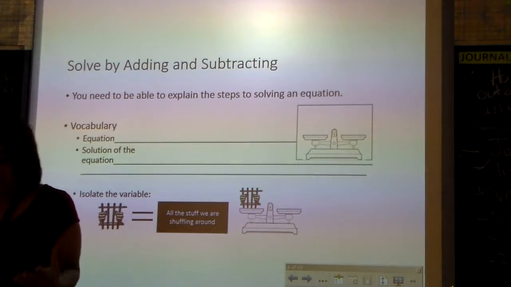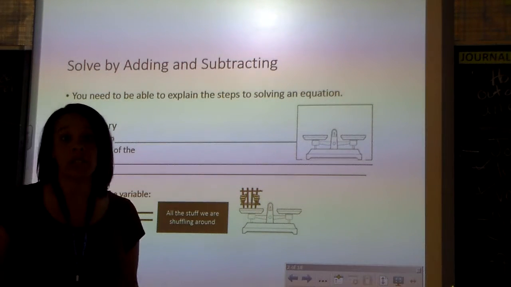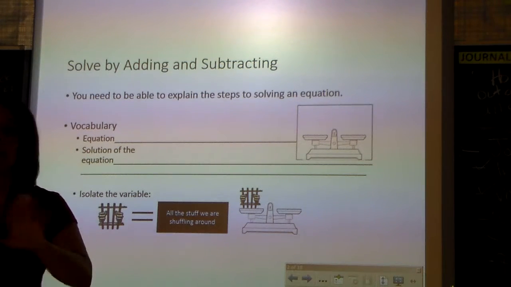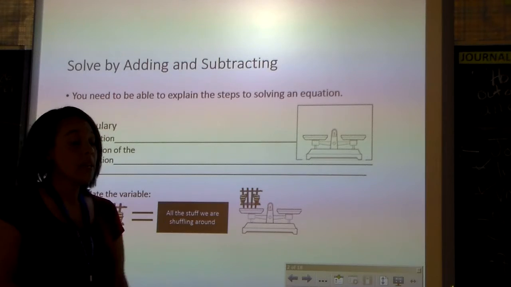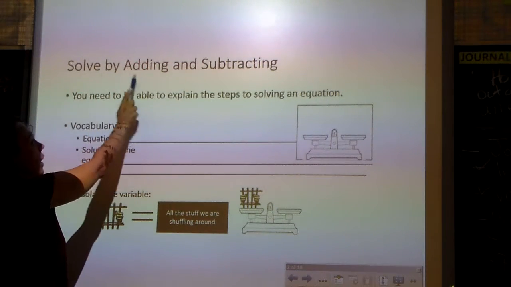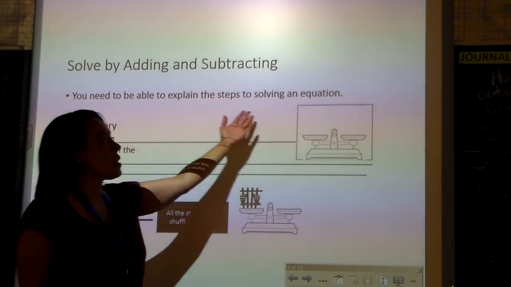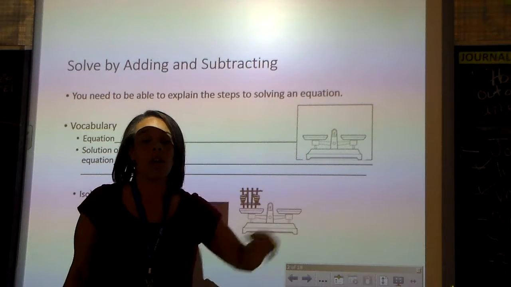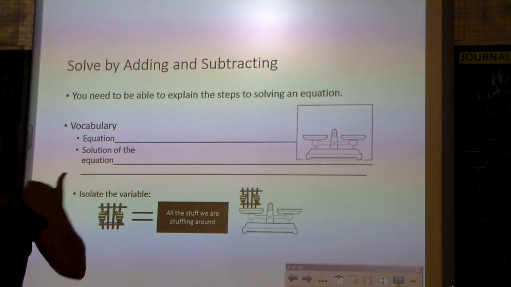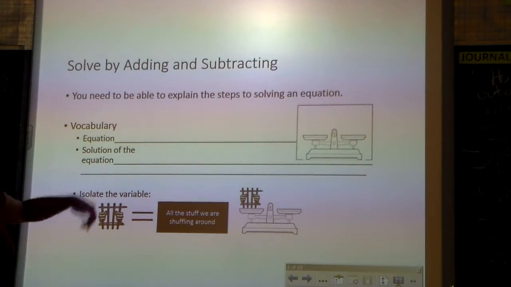So in today's lesson, we're looking at keys to solving very simple equations. If you can master this part of the lesson, you can master almost any equation that's given to you in the future. You have your papers to follow along, and we're starting on this first page that says solve by adding and subtracting. You need to be able to explain the steps to solving an equation. I say that because there's going to be a few things that you see today that you may have already seen before. First thing we need to do is define what is an equation.